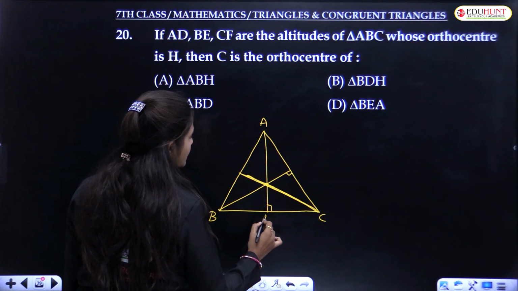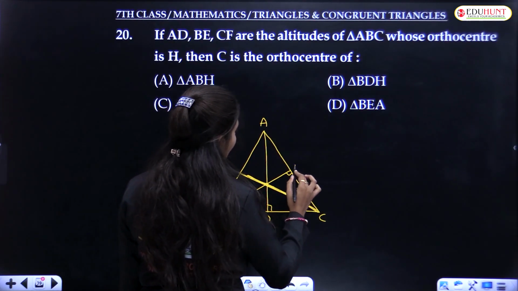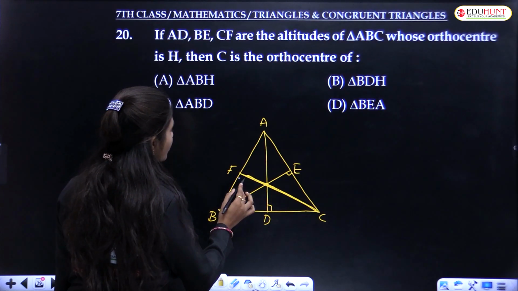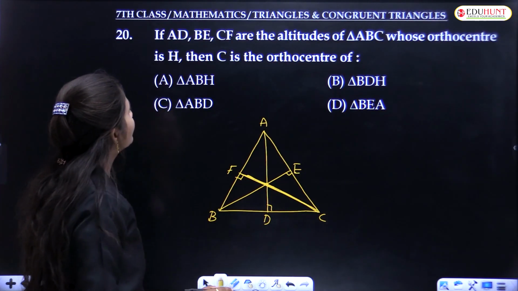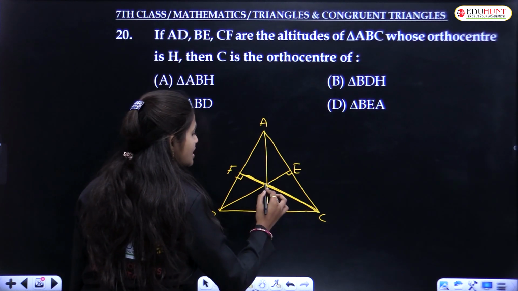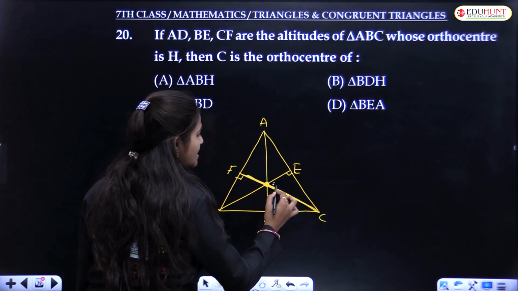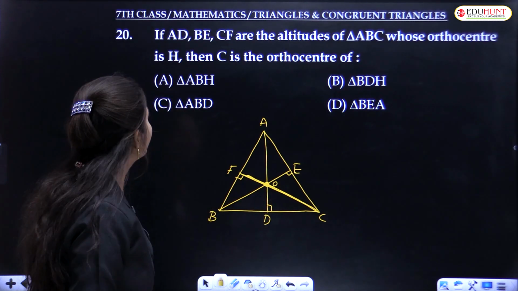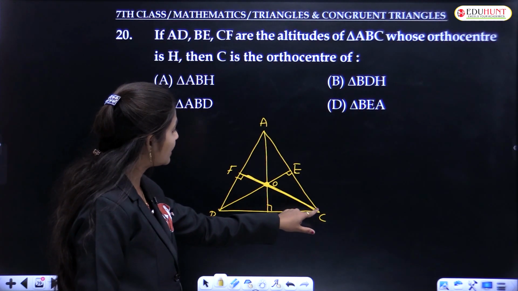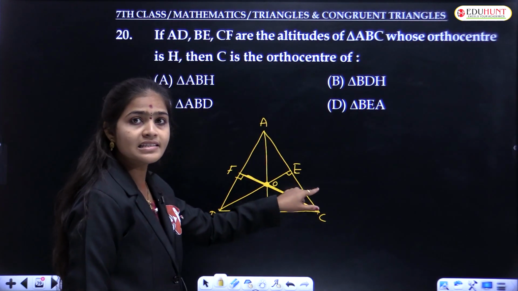So this is AD, BE, CF. Is it clear? We drew 3 altitudes here. Now they are asking about triangle ABC whose orthocenter. Here it is the point of concurrence, and we call it the orthocenter only, no? Now, C is the orthocenter of. So they are asking that point C is the orthocenter.